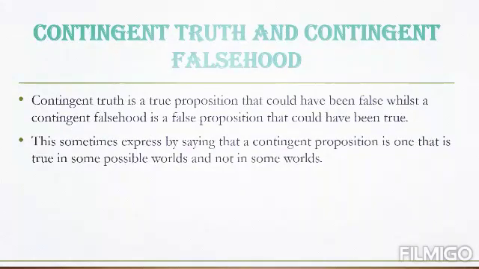Then let's move to contingent truth and contingent falsehood. Contingent truth is a true proposition that could have been false, whilst a contingent falsehood is a false proposition that could have been true. This is sometimes expressed by saying that a contingent proposition is one that is true in some possible worlds and not in other worlds.